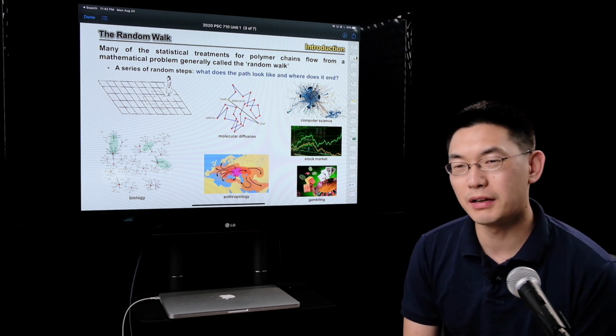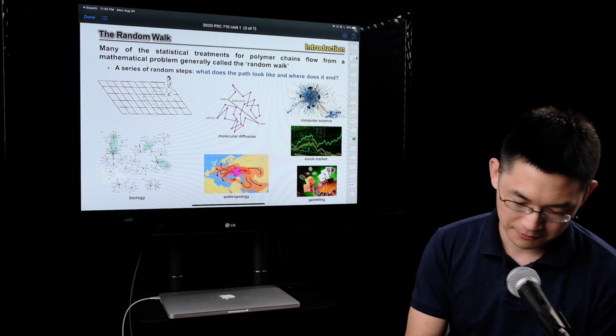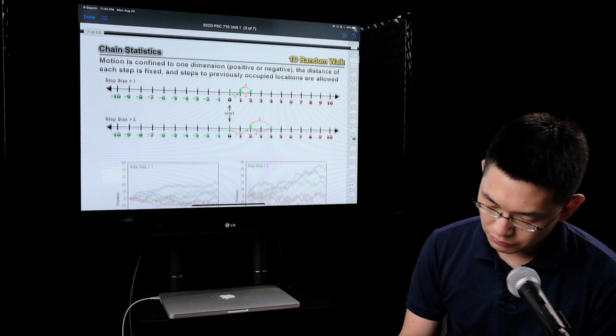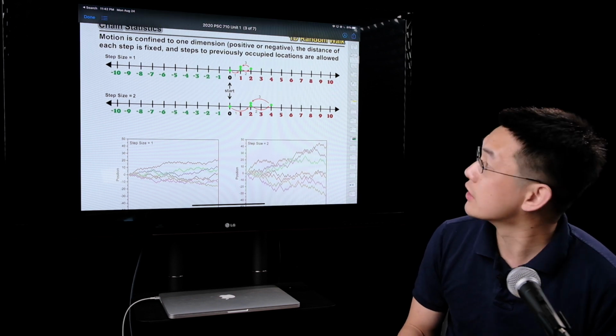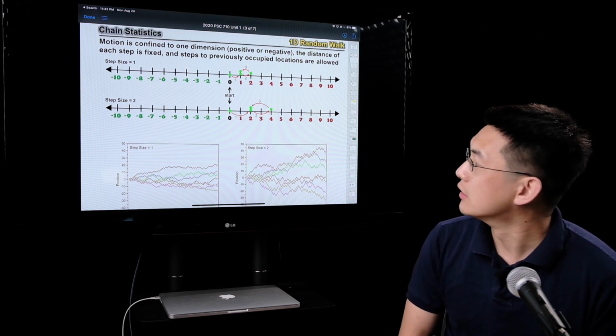We're going to talk about a very simple case: a random walk in one-dimensional space. So here is a nice, interesting plot about random walks.